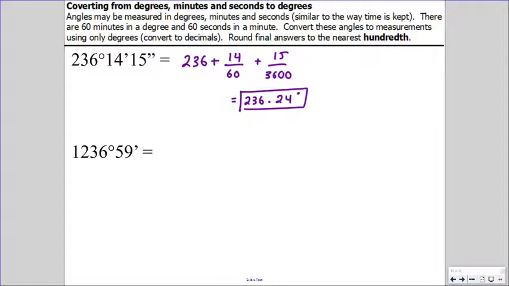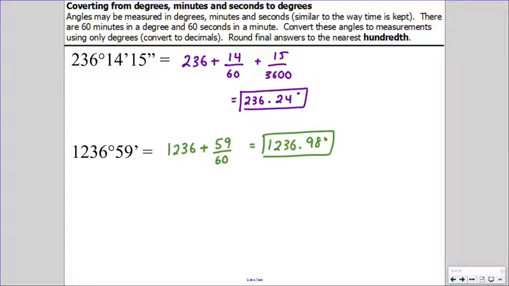Similarly, we've got the second example, 1,236 degrees and 59 minutes. We've got our whole set of degrees here, and to that, we're going to add 59 over 60 in order to get 1,236.98 degrees. Pretty quick conversion. You just have to remember you divide minutes by 60 and seconds by 3,600 in order to get your decimal values.